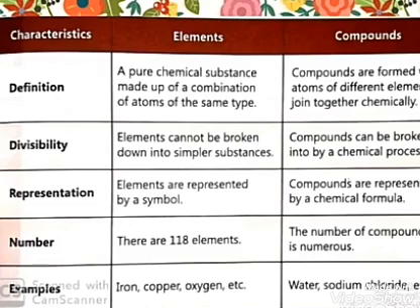Compounds can be broken down into simpler substances. An element is represented by a symbol and compounds are represented by their chemical formula. There are 118 elements existing in nature, but compounds are uncountable. They are numerous in nature. If we talk about examples, then iron, copper, oxygen are some examples of elements, and water, sodium chloride are examples of compounds.